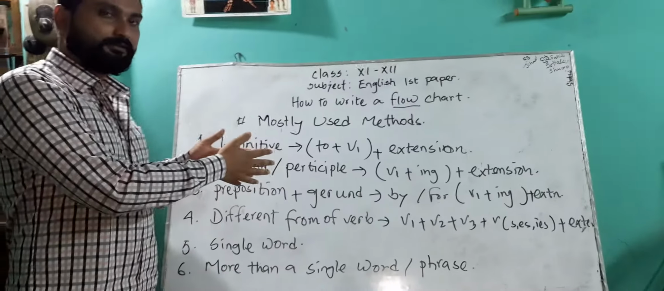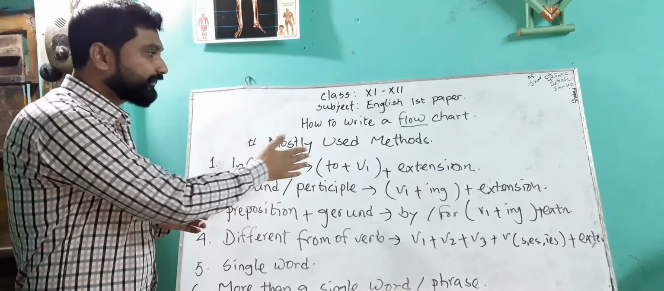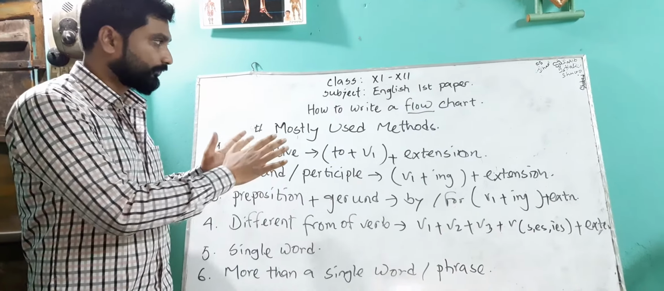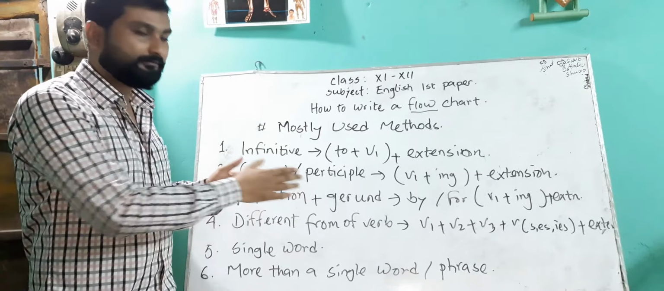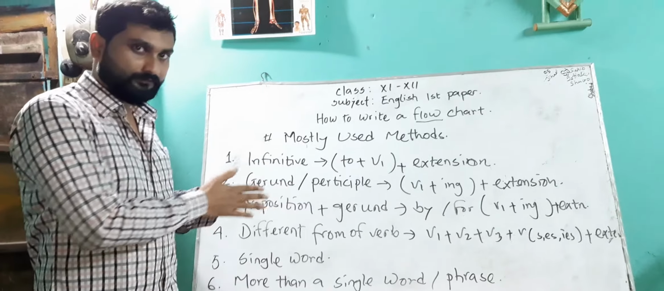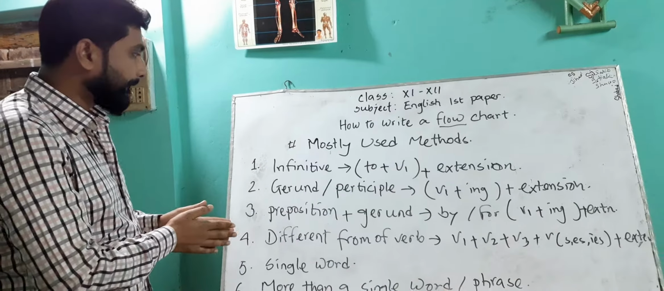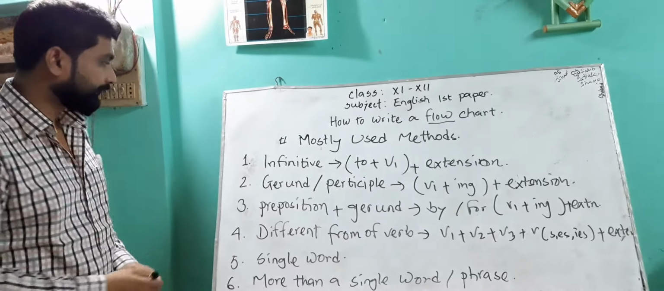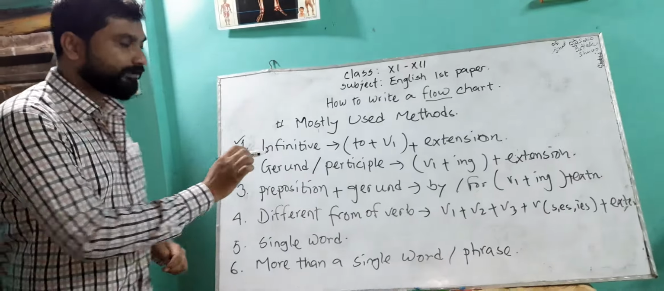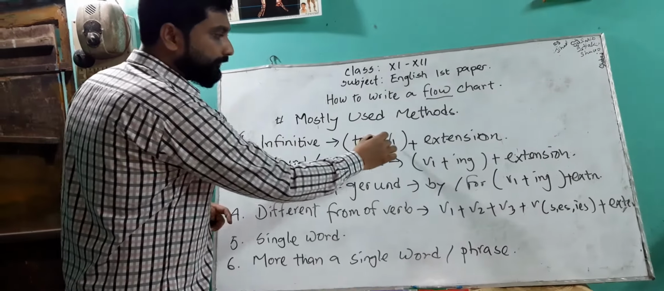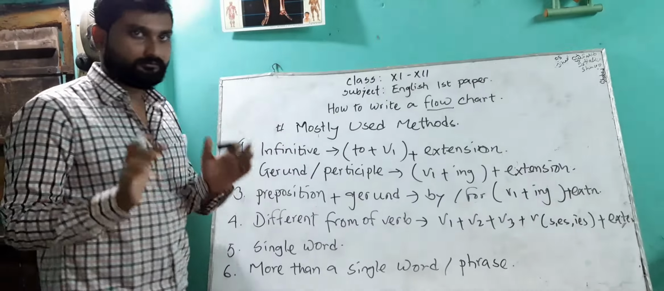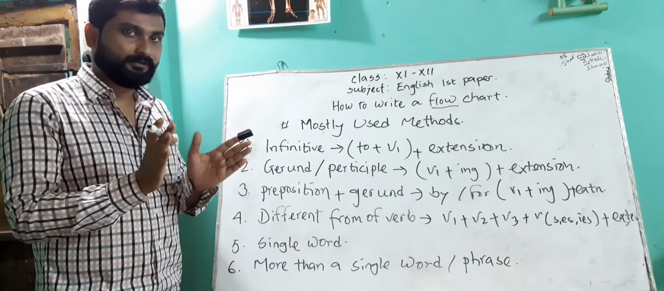Here you just see the mostly used methods. To write a flow chart, there are some rules here, and you can use one of them. So let's see, what are the rules? First rule, number 1, infinitive. Infinitive means to plus verb 1, the verb base form. So to plus verb base form plus extension. But simple, that can be the answer.